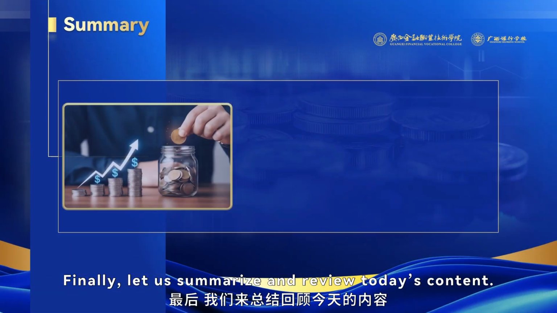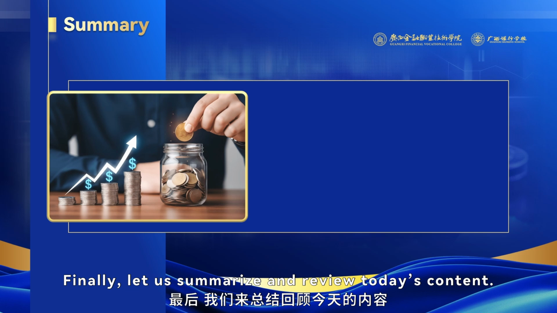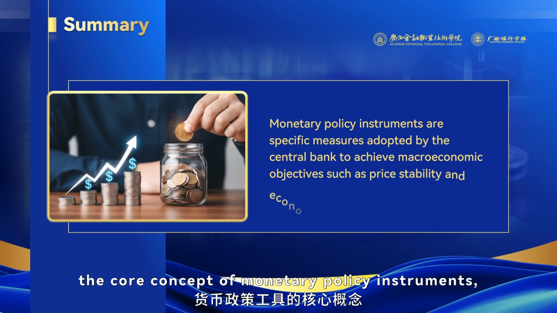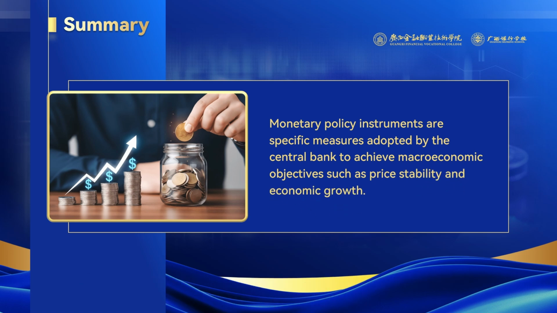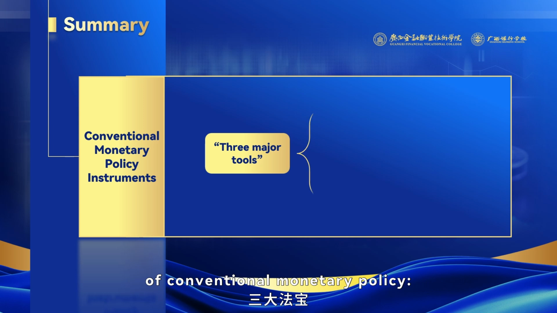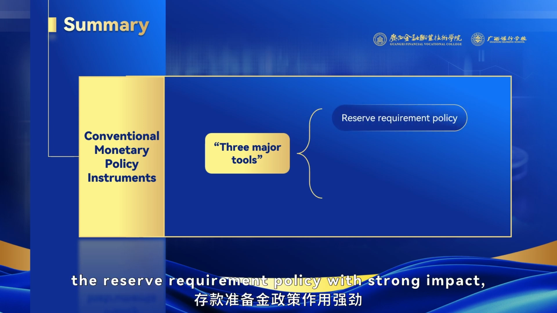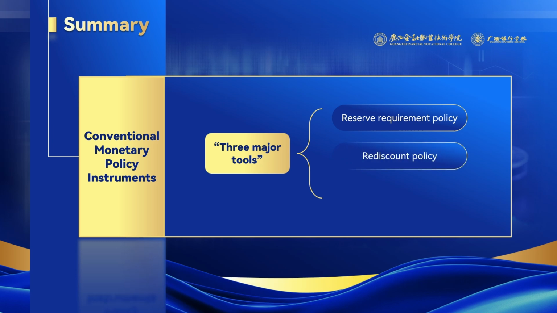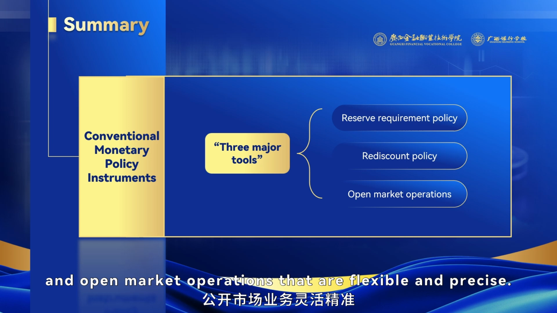Finally, let us summarize and review today's content. In this lesson, we first clarified the core concept of monetary policy instruments, and then focused on the three major tools of conventional monetary policy: the reserve requirement policy with strong impact, the rediscount policy with greater flexibility, and open market operations that are flexible and precise.